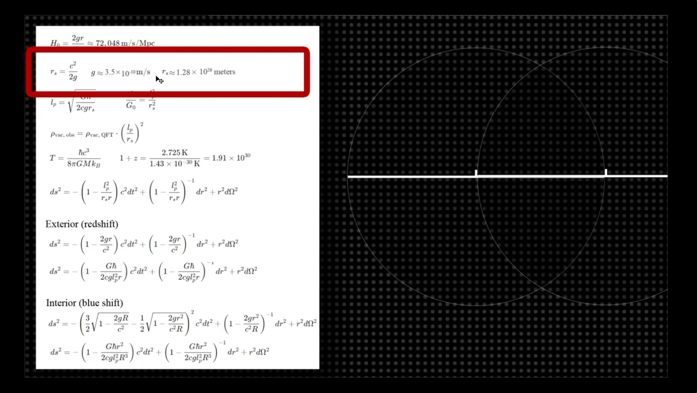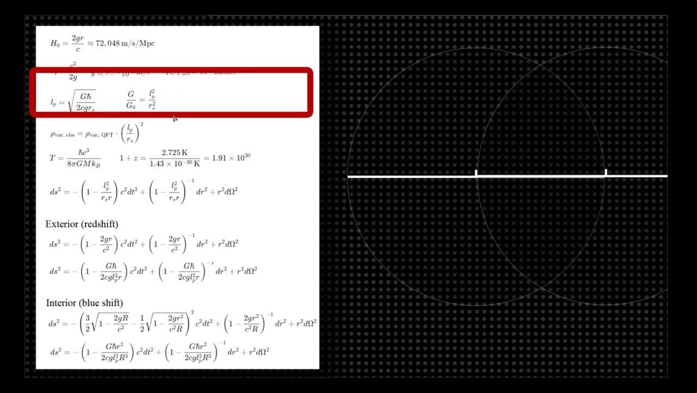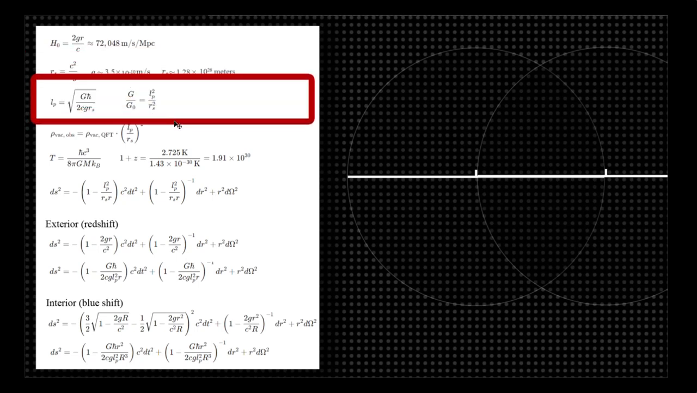So anyways, 3.5 times 10 to the negative 10 meters per second squared is the minimum G throughout the cosmos, and that gives us a Schwarzschild radius, an observable radius, of around 13 billion light years. Now this right here is where you start to get good, because now I have related this uniform G and this Schwarzschild radius to the Planck length. And by doing this, we can also relate the gravitational constant to the Planck length.